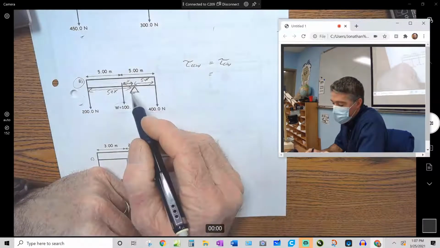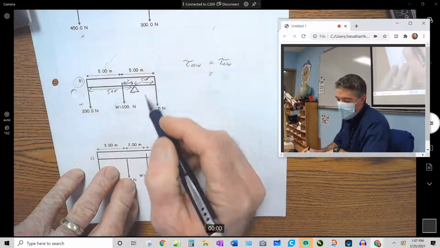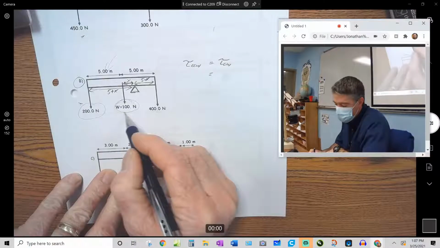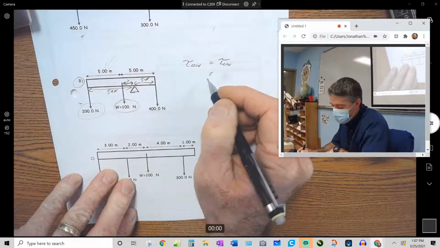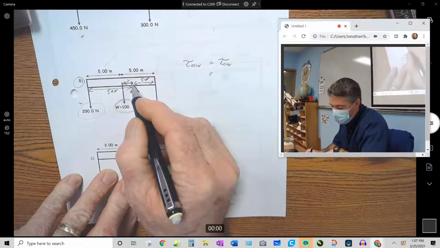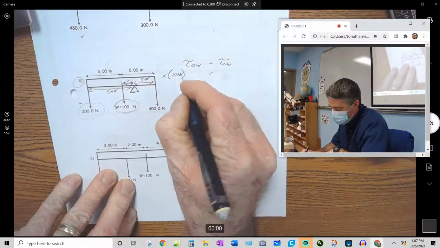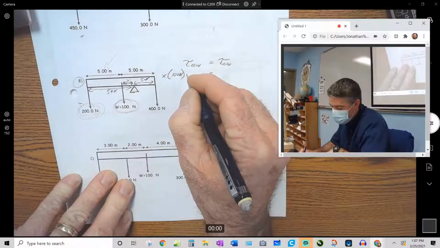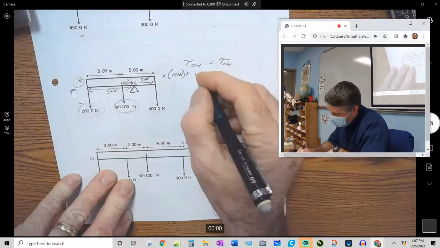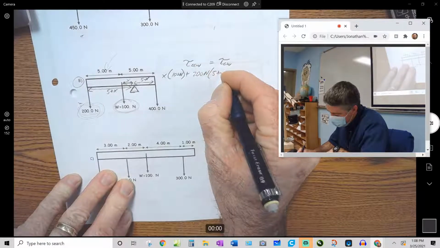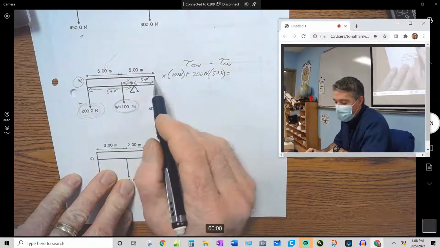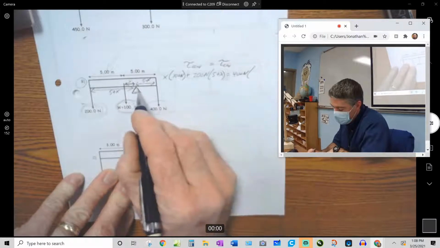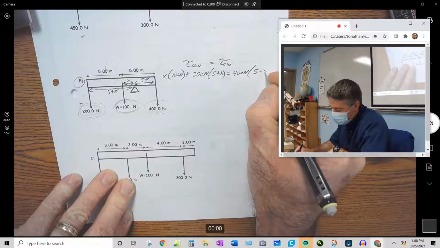So for my counterclockwise torque, I'm going to have two things tilting this counterclockwise. There's this force and this force. So this 100 newton, the torque is going to be that force times x. x times 100 newtons. And this is going to give me 200 newtons times 5 plus x. And then for my clockwise torque, there's just that one. So the force is 400 newtons, and the lever arm is 5 minus x.